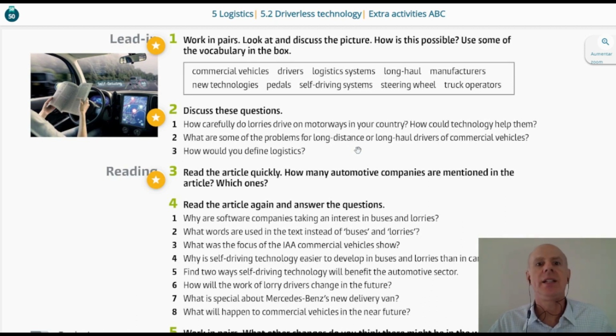Why don't you write in the comments and let's get prepared to talk about these problems they face in their jobs, right? And the third, how would you define logistics? Well, I have a definition here, but why don't you think for some seconds and tell me? Well, logistics can be defined as the business of transporting things such as goods to the place where they are needed. Very good definition from Pearson.